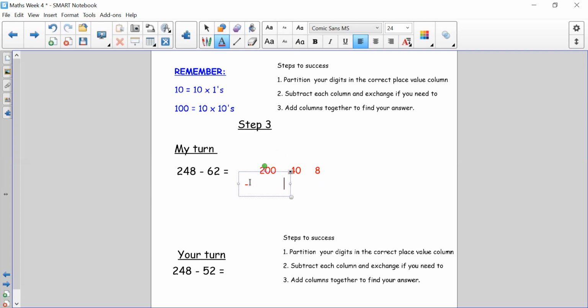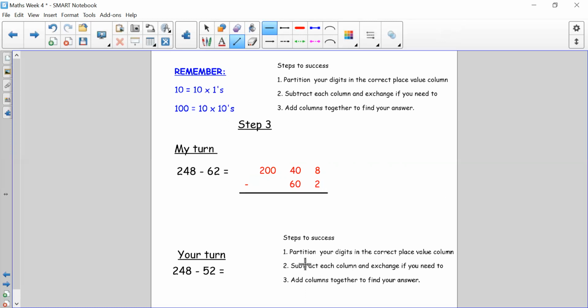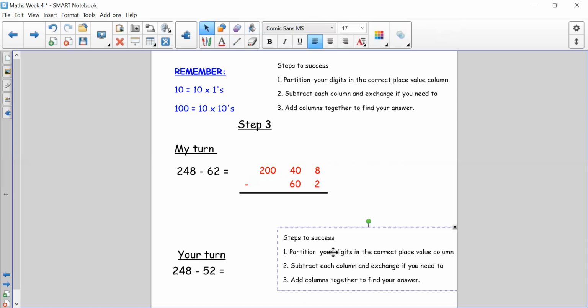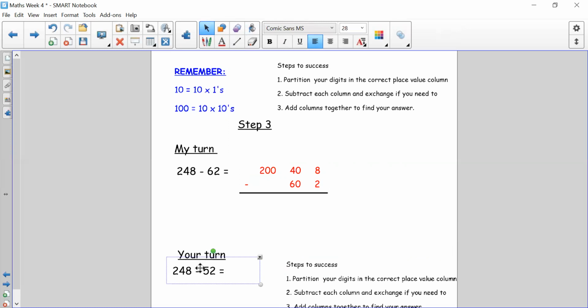So we need to partition 62. So I have 6 10s. 6 10s is 60. And I have 2 1s. So I need to put my 2 1s in my 1s column. And making sure your digits are underneath each other. Okay, the 10s are underneath each other and the 1s are underneath each other. Okay, let's just move this down so we've got space to write our answer.